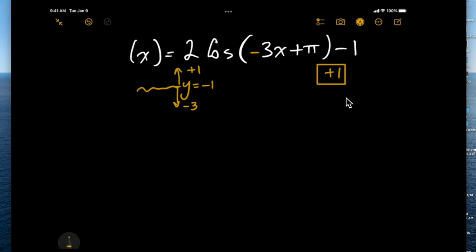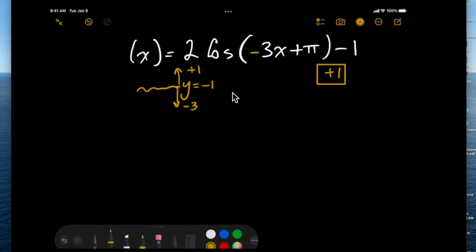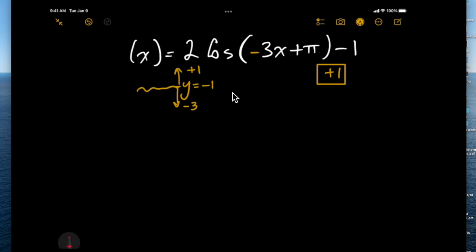Therefore, we are predicting that the starting point will be at the maximum, meaning this negative plays no role in how this graph starts. Let's now look at the period of this function. The period is determined by dividing 2 pi, which is the normal period, by the absolute value of the b value here. So we would be dividing it by 3.